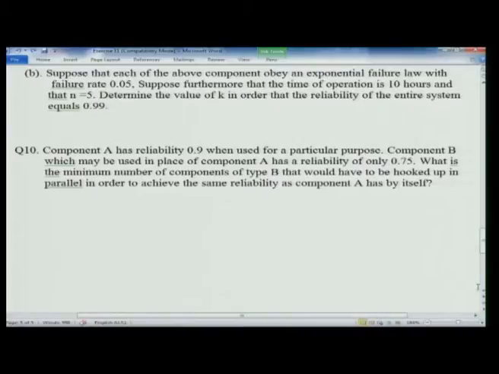Now you can write down the reliability function. Suppose you take k number of B components and hook them up in parallel; you know the reliability function, and you want its reliability to be equal to 0.9. Again, using the formula that I have given you for computing the reliability when they are hooked up in parallel, and knowing the 0.75 reliability of one component, how many should be there so that the reliability goes up to 0.9? These are the kind of questions which I am sure you will enjoy.